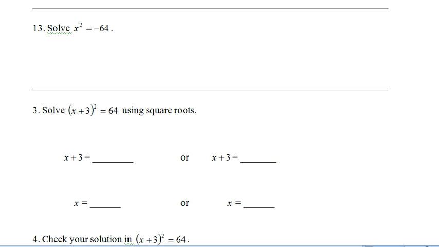Okay, 13, we've got x squared equals negative 64. So I'm going to square root both sides. And end up with the absolute value of x equals, can't square root a negative. Okay, so this guy, no value of x is going to make this true. We've got no solution.